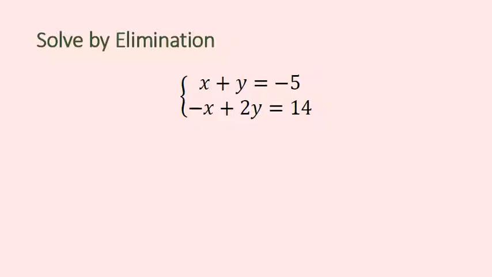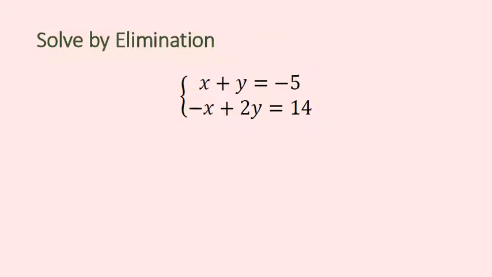One thing you might notice about this set of equations is that the x coordinates are opposites of each other. The coefficient for the x in the first equation is +1, and for the coefficient of x in the second equation, it's -1. We're going to begin by combining these two equations together.